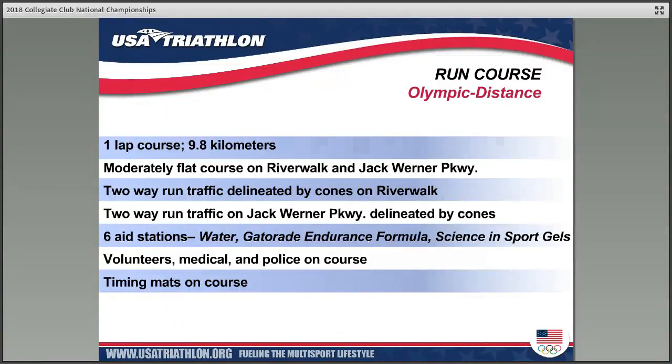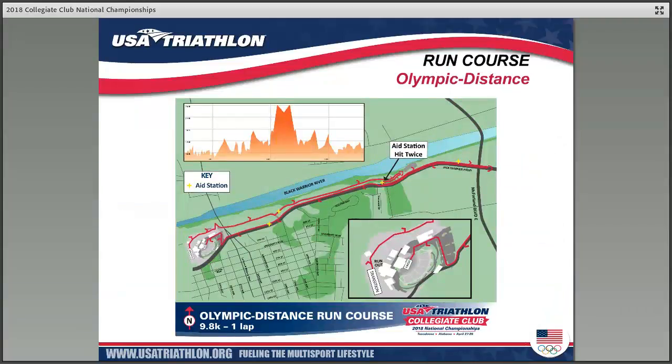The Olympic distance run course is a 1-lap 9.8K course, moderately flat with 2-way run traffic delineated by cones on the river walk. And then there'll also be portions on Jack Warner Parkway. There's also 2-way traffic delineated by cones. There'll be 6 aid stations offering water, Gatorade endurance formula, and Science and Sport gels, as well as volunteers, medical, and police on course, as well as timing mats at the turnaround and other various points.